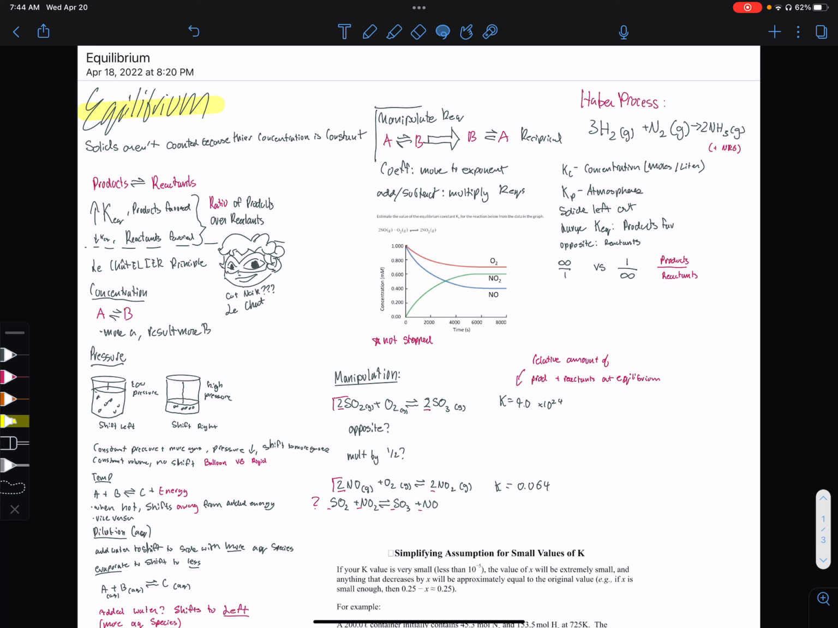Also, I'm planning to do a part two where I do practice MCQs and then a couple FRQs on equilibrium. But let's just get into what equilibrium is.